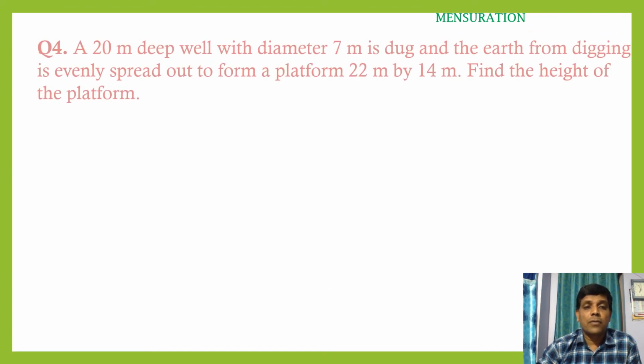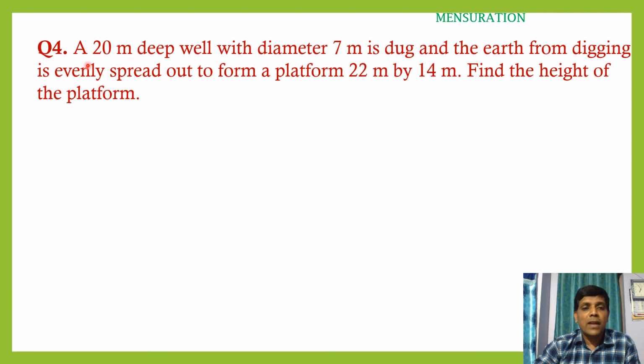Question number 4. A 20 meter deep well with diameter 7 meter is dug and the earth from digging is evenly spread out to form a platform 22 meters by 14 meters. Find the height of the platform. So what is given, solids here? A 20 meter deep well, so the well is in the shape of a cylinder. This is the first solid.